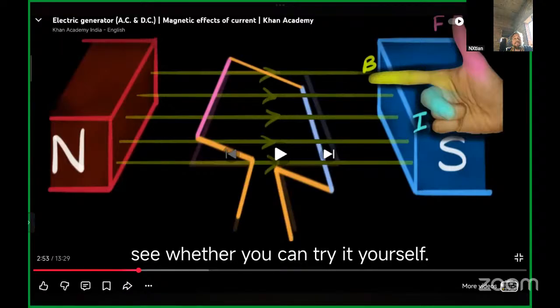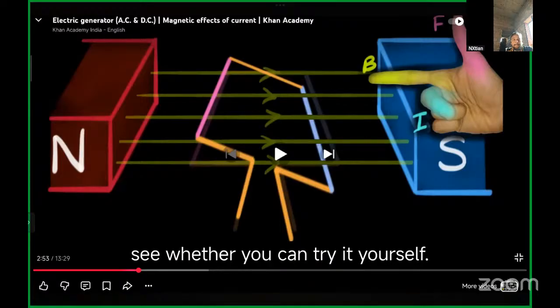See, this is called Fleming's right-hand rule for generator. It is saying for generator. Means in a generator, when we have to find the direction of current with the help of magnetic field and the force, we use this rule.